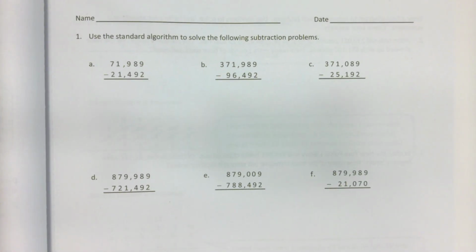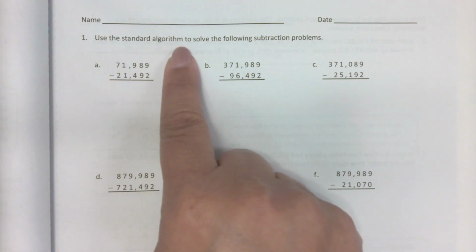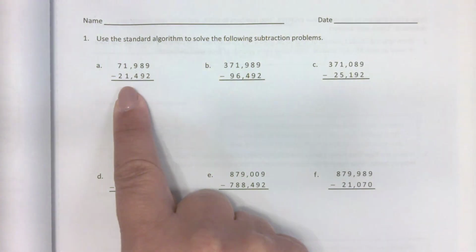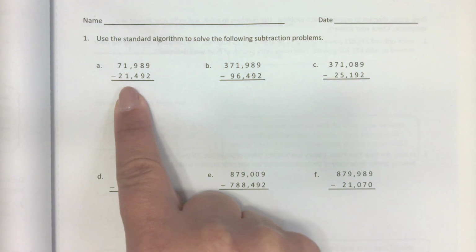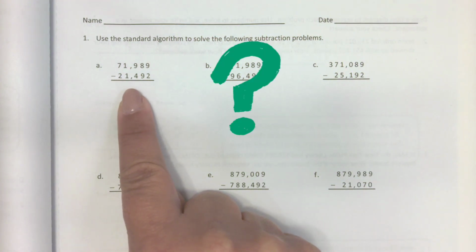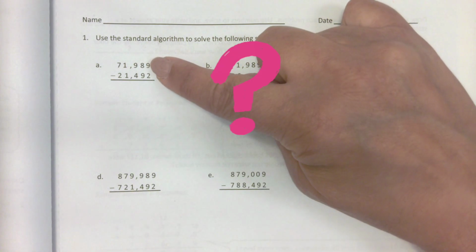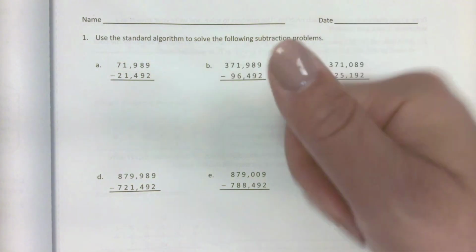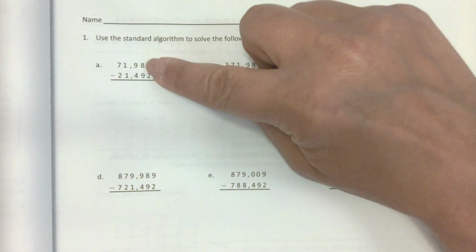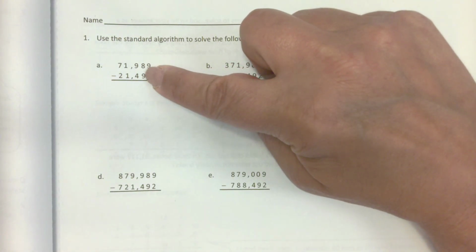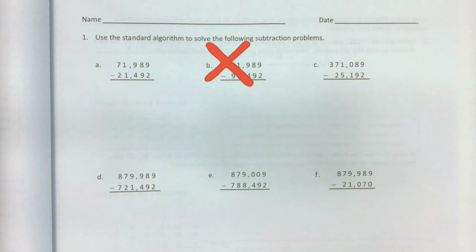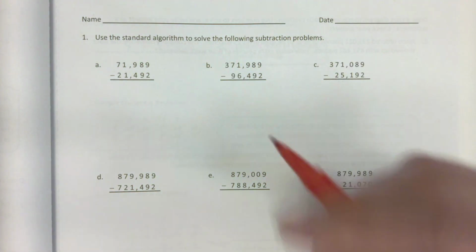Okay, we are on page 69. Number 1, use the standard algorithm to solve the following subtraction problems. Let's look at letter A. First, we're going to check to see, is it ready to subtract? Check each column. In the ones, is 9 minus 2 ready to subtract? Yes. In the tens, is 8 minus 9 ready to subtract? No. That means we're going to decompose the hundreds.